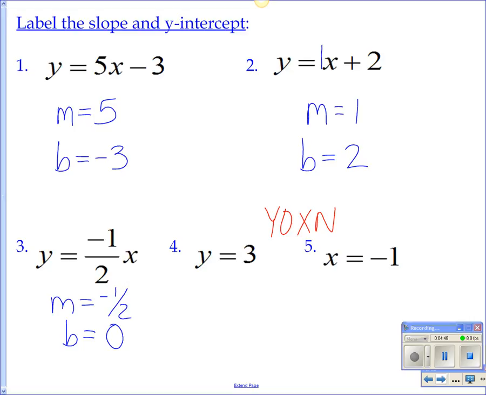Yoxen. When it's y equals and it's missing the x, you're going to use this little tool. If it's a y equals, the slope is going to be 0. That's what this means. If you look over here, this one's missing a y. So we look up here. If it's an x equals, then it's going to be no slope.